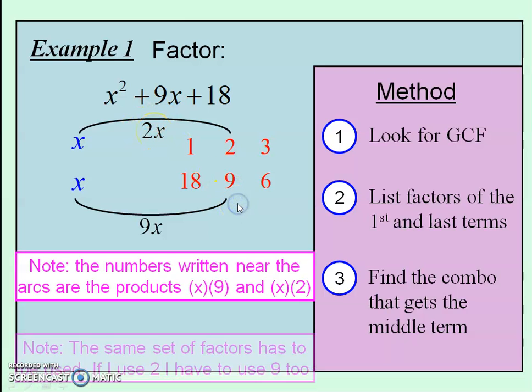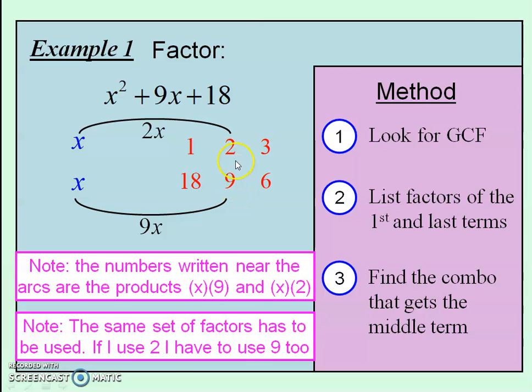And the other thing that's important is that I have to use numbers from the same set. Because I use the 9, I have to use the 2. I have to use two numbers that multiply to 18. I couldn't pick the 2 and the 18 together, or the 1 and the 9 together. I have to pick two numbers that both are part of the same set of factors of 18.